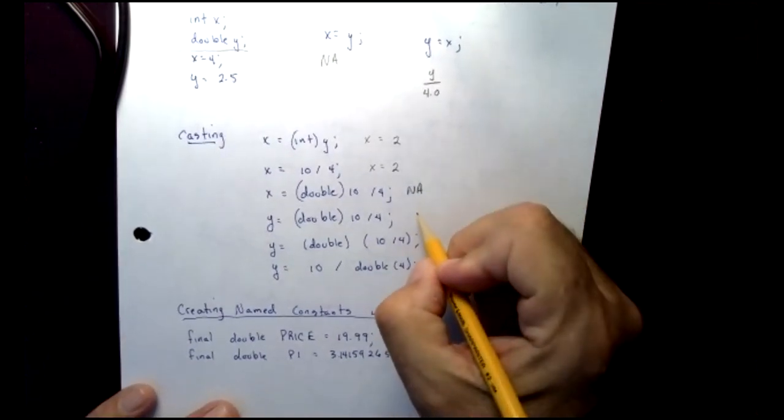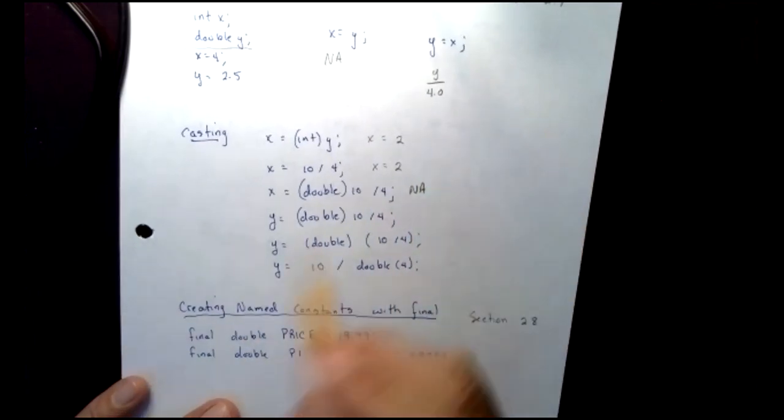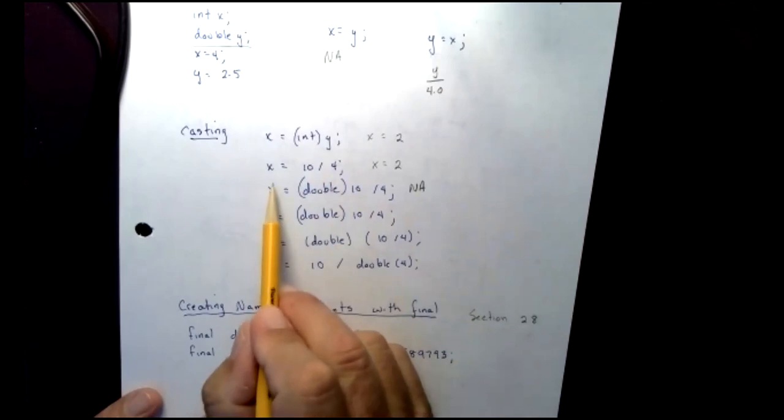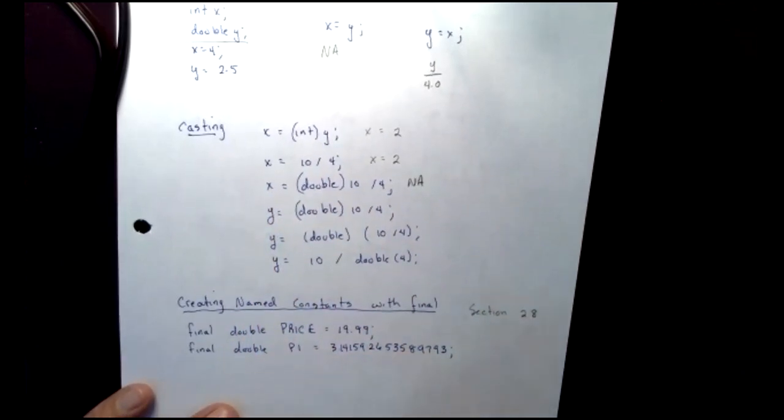Okay, so you can convert from double to integer, but not from integer to double. No, you can convert them all. Depends where we're trying to store them. That's where the problem came in.